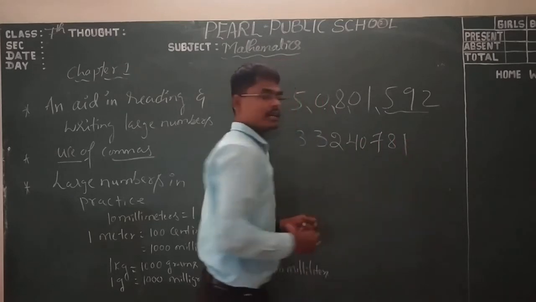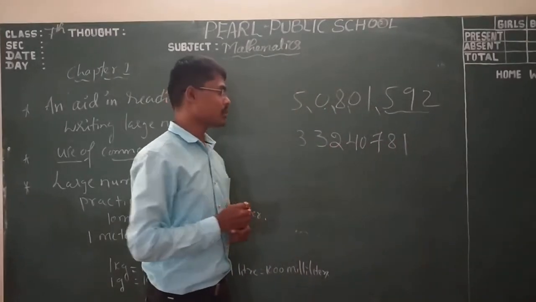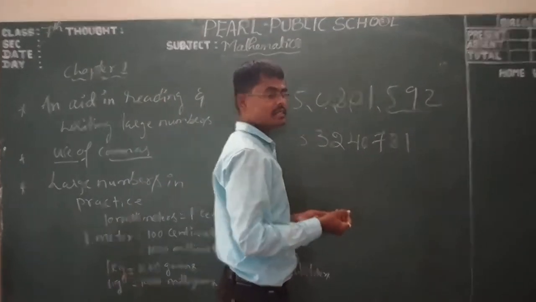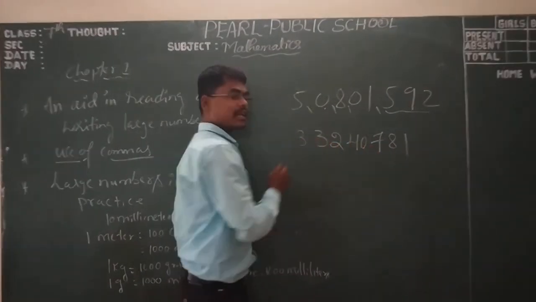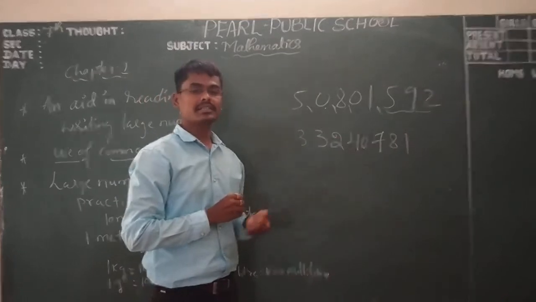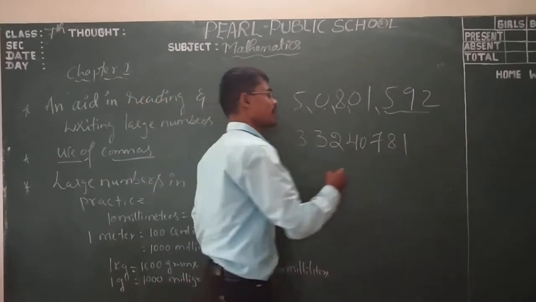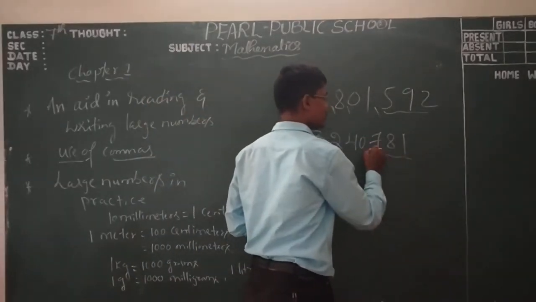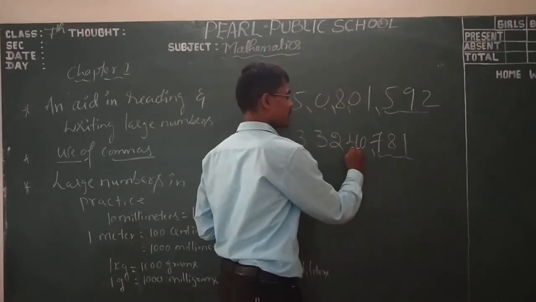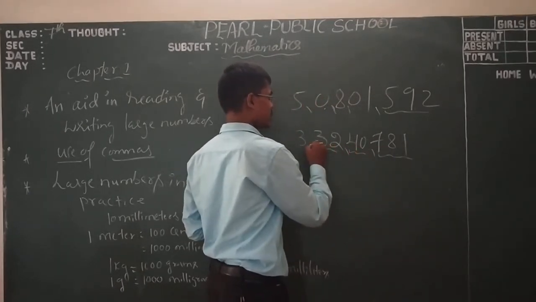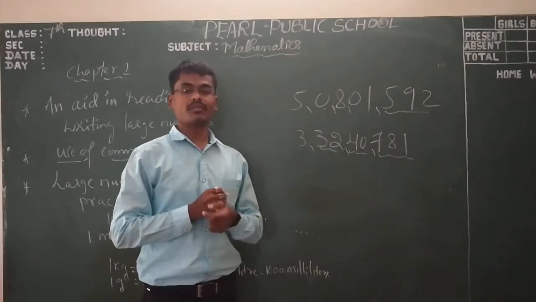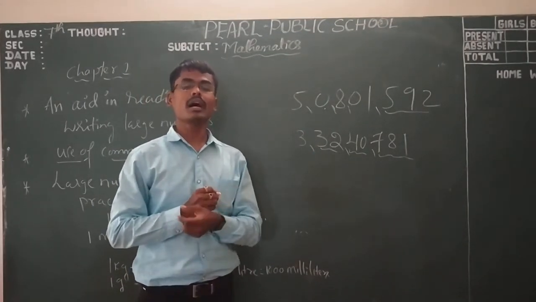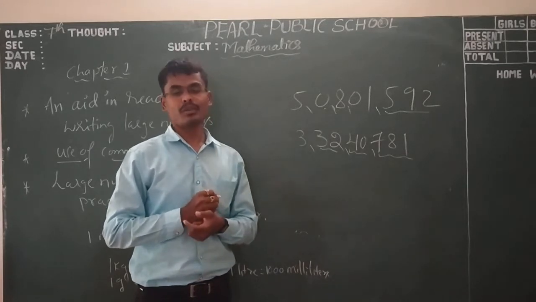Now they have given this large number. Just count how many digits are there: 1, 2, 3, 4, 5, 6, 7, 8. Again, this is the same 8-digit number. Apply the comma here. For the first 3 digits, apply the comma, then the next 2 digits, then the next 2 digits. This is the system we are following according to the Indian system of numeration.